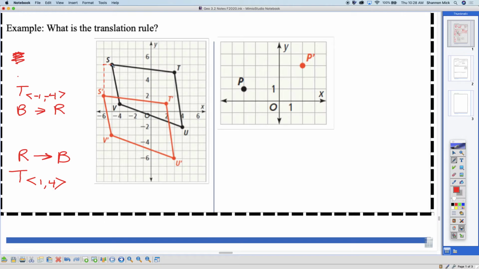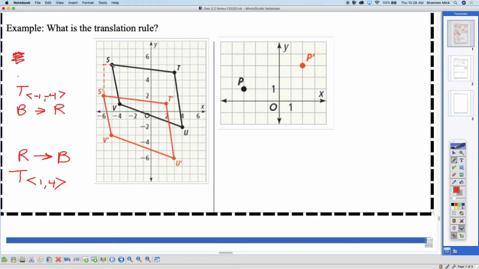Yeah. But prime is always the one that's been moved. Prime is the image, and the non-prime is the pre-image. So, does it make a difference which one you're moving? Yes, it makes a big difference. The numbers were the same, but one was negative, one was positive. So you have to make sure you know which one you're moving to which.